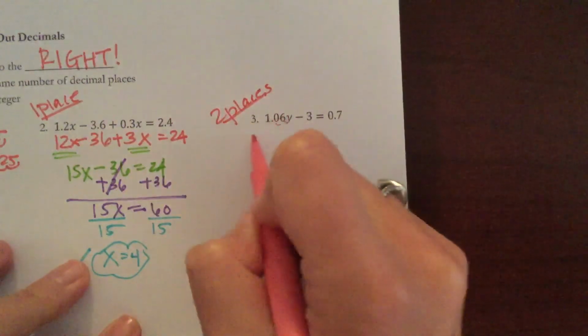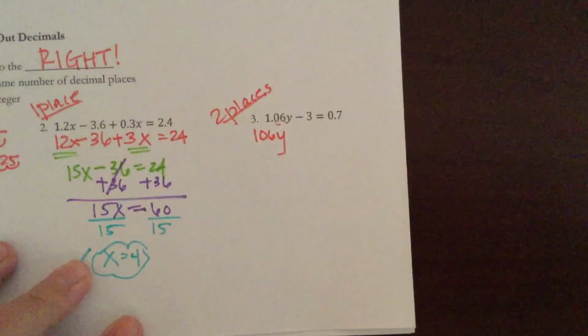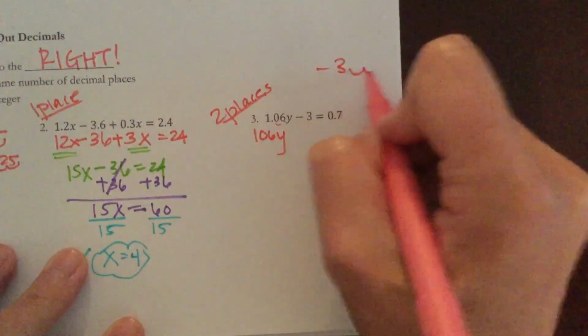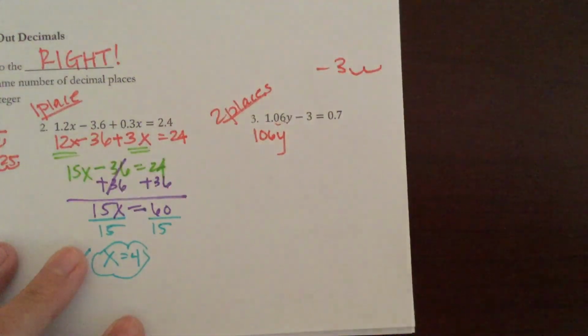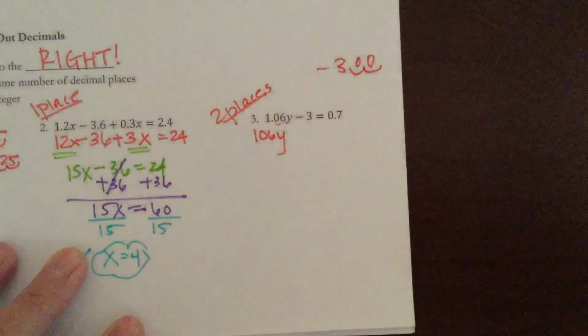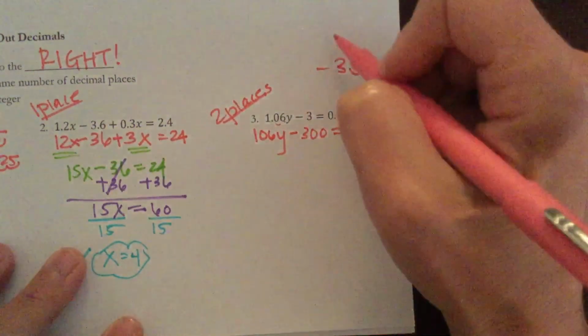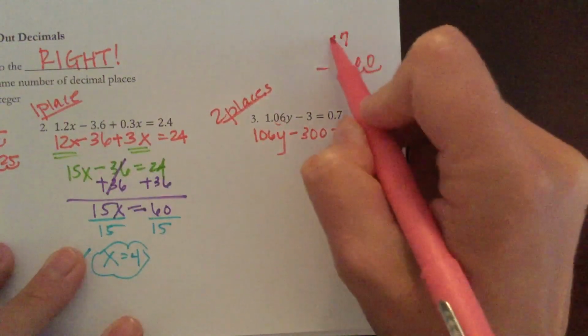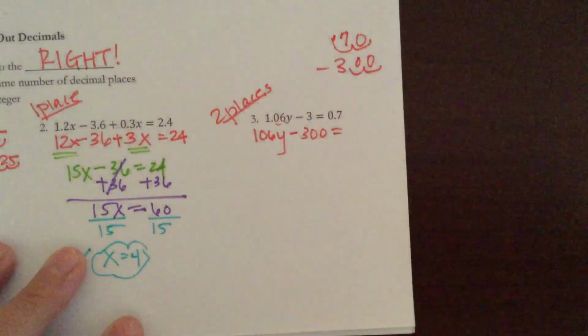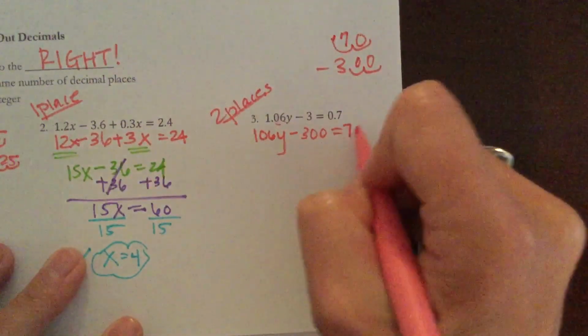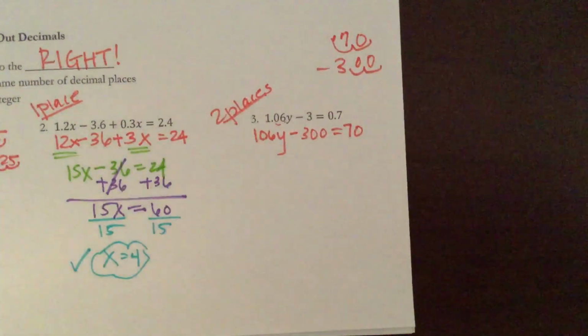1.06y moved over 2 places becomes 106y. Negative 3 also needs to be moved over 2 places, and so I'm going to fill in these holes with zeros. So this is going to become negative 300. And then 0.7 also gets moved over 2 decimal places, and I fill in the hole, and that becomes 70.